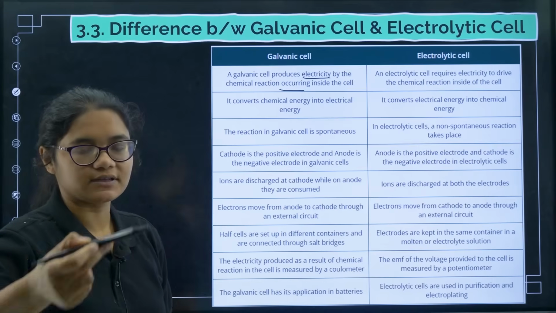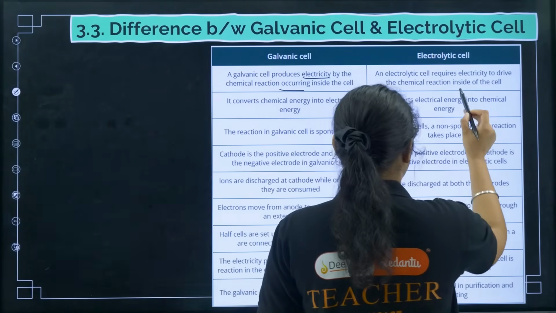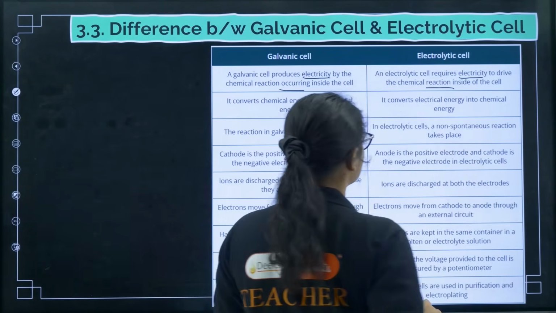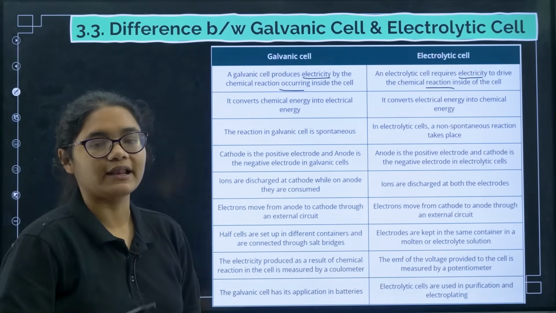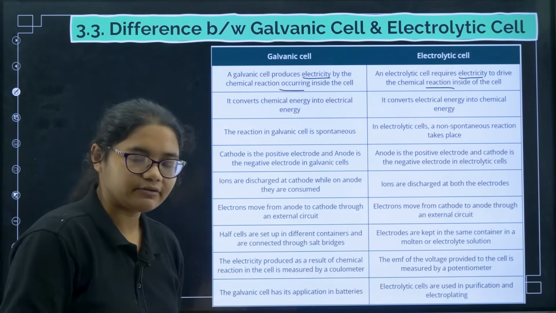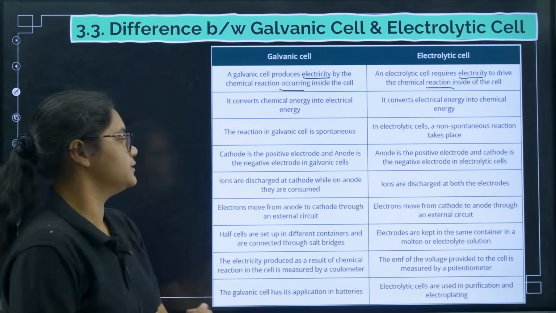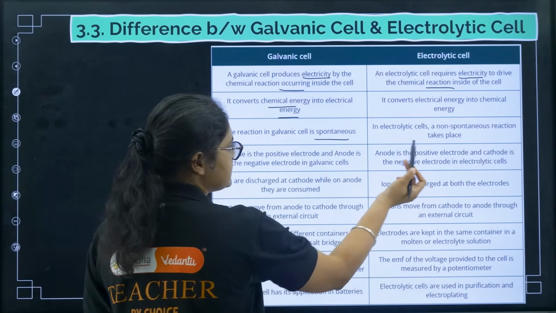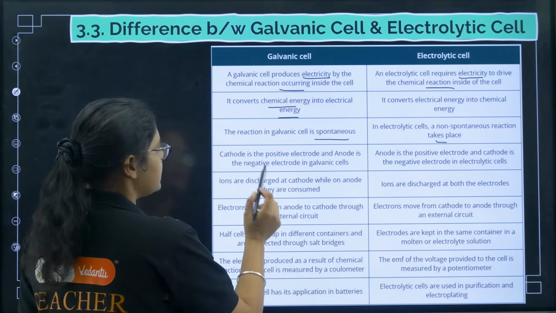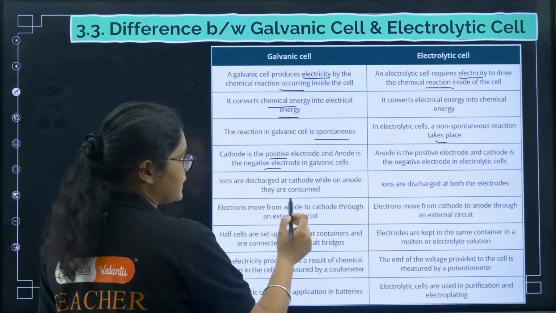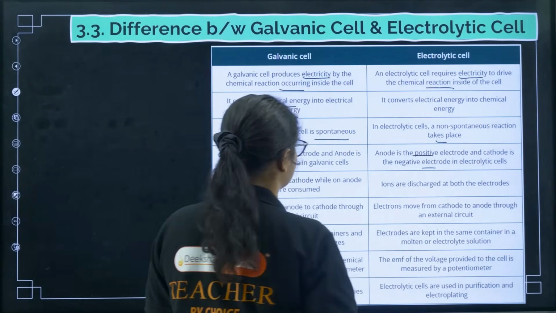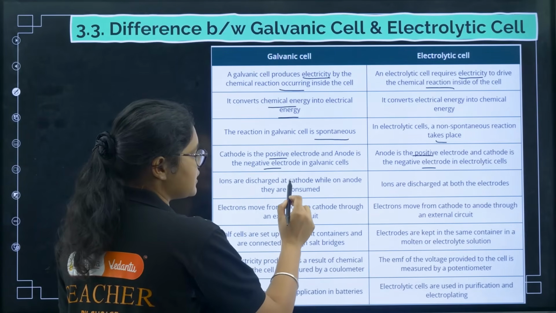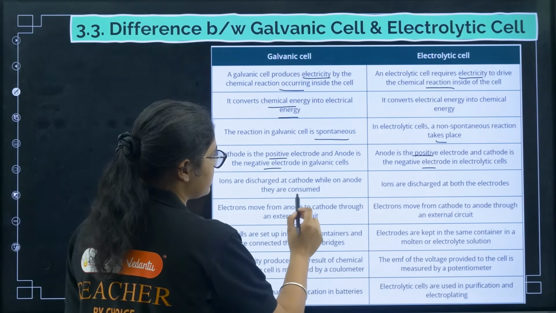Okay, in a galvanic cell, chemical reaction is converted to electrical energy, and here it requires electricity to drive a chemical reaction, or electrical energy is converted to chemical energy. So yes, that is the same point. This reaction is spontaneous and this is non-spontaneous. Okay, here cathode is positive, anode is negative, and here anode is positive and cathode is negative. Ions are discharged at cathode while on anode they are consumed.